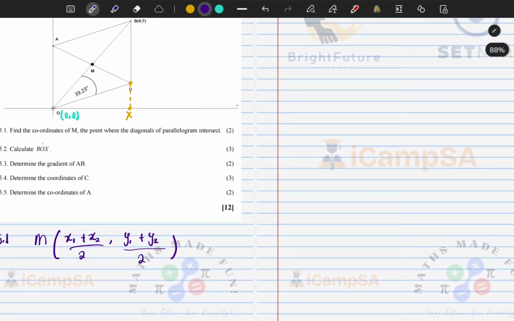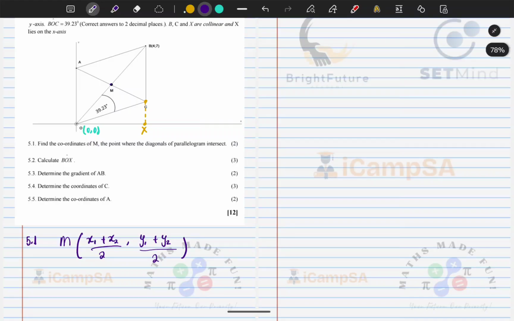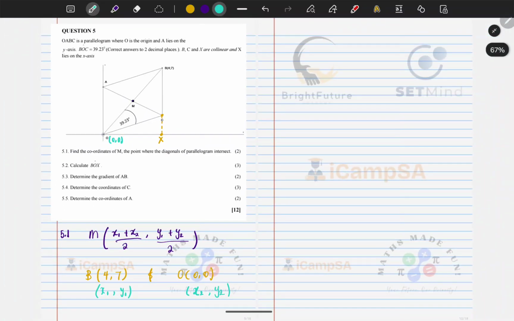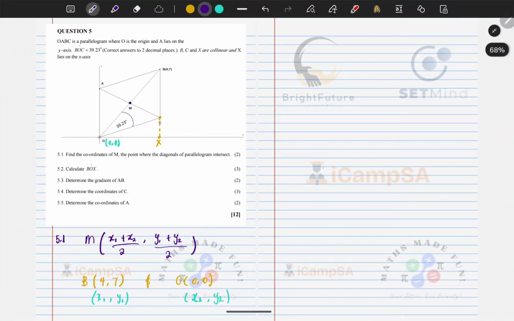So remember B: the coordinates of B are 4 paired with 7, and the coordinates of O are just 0 paired with 0. This can be your x1, y1, and this can be your x2, y2. So now let's go ahead and substitute.